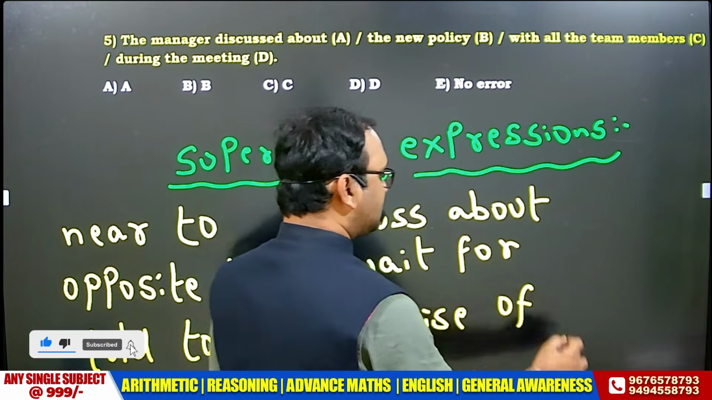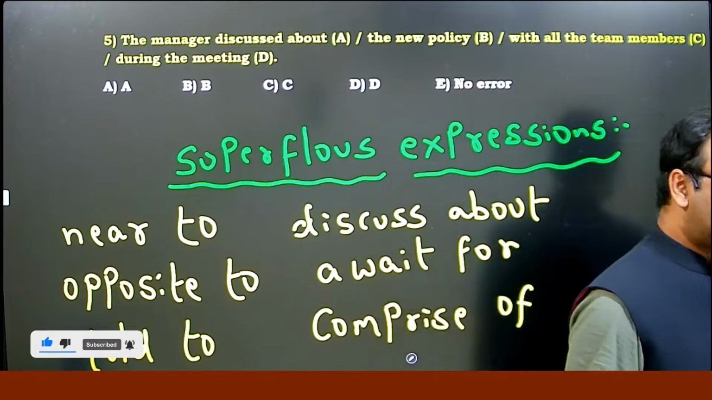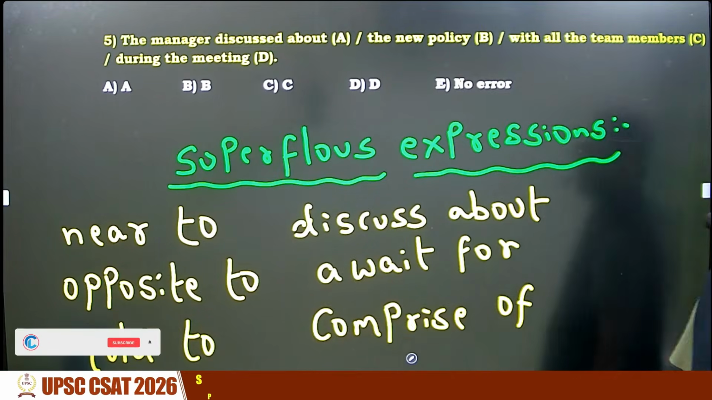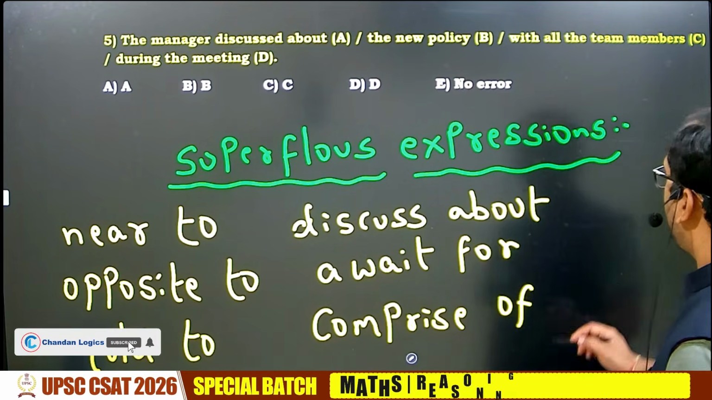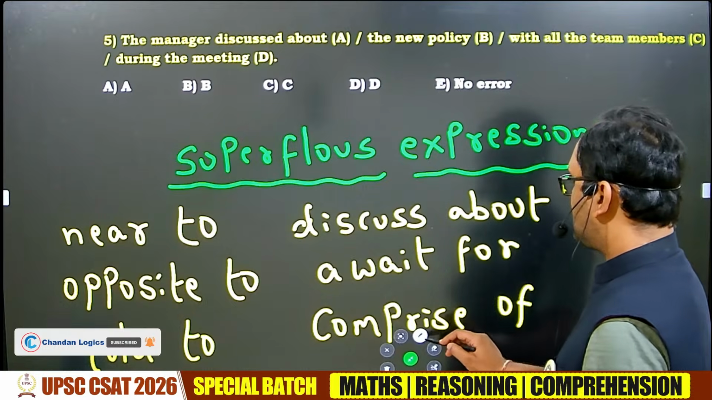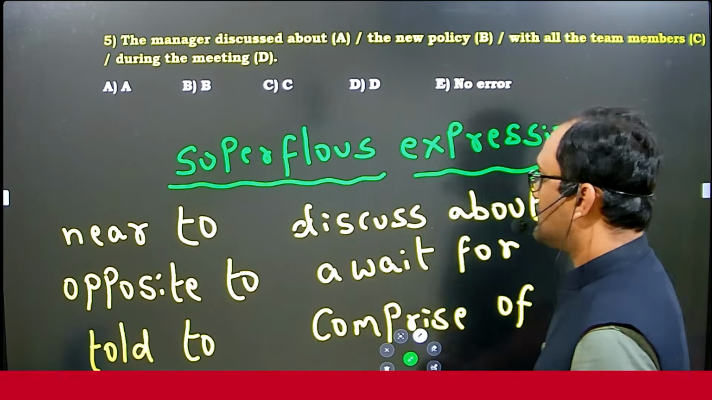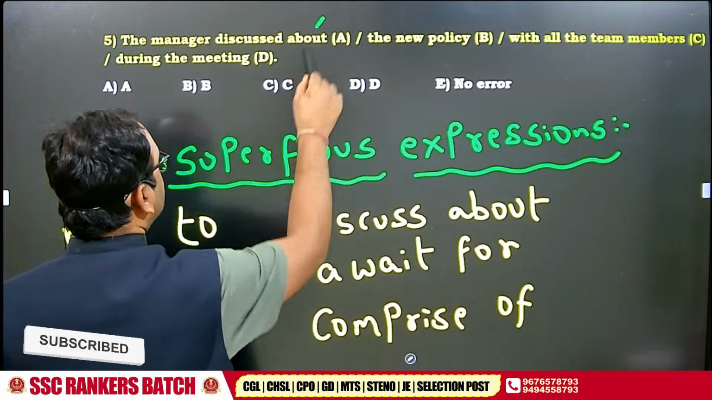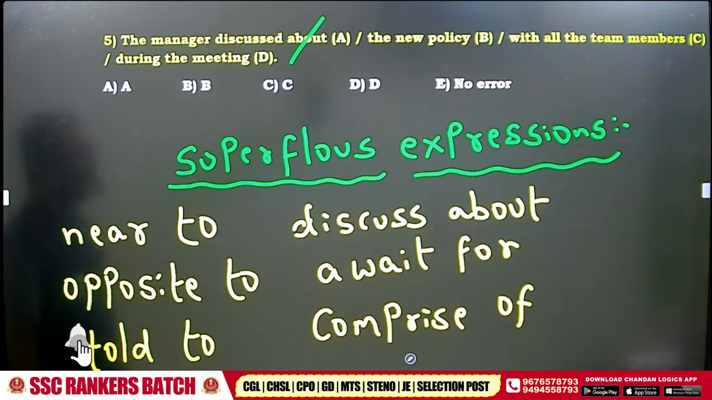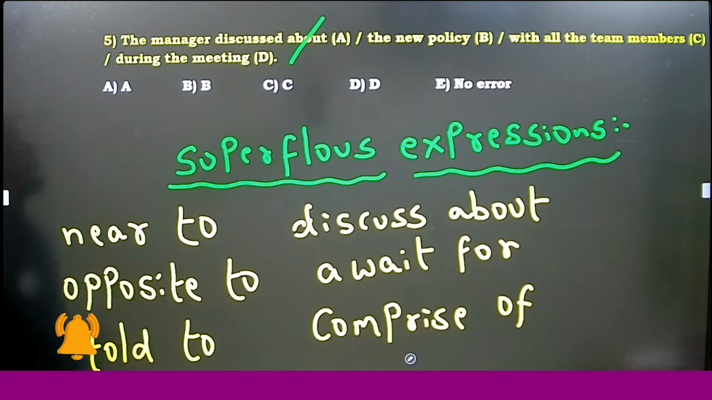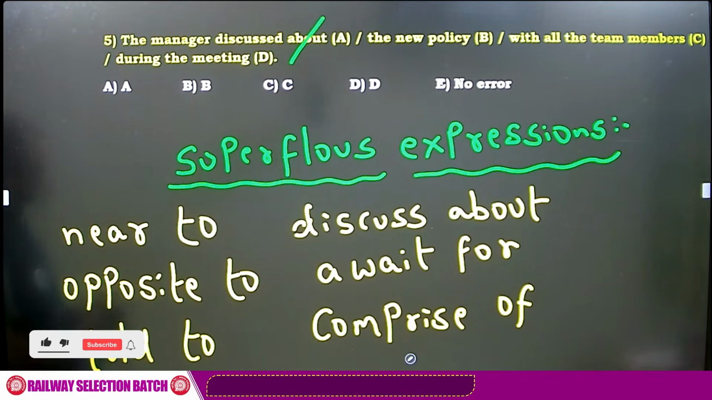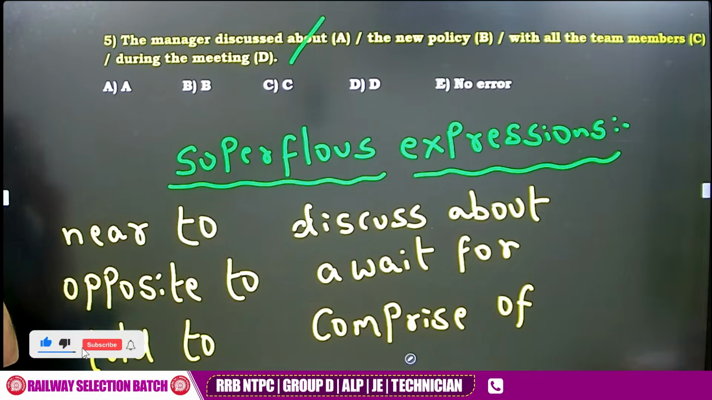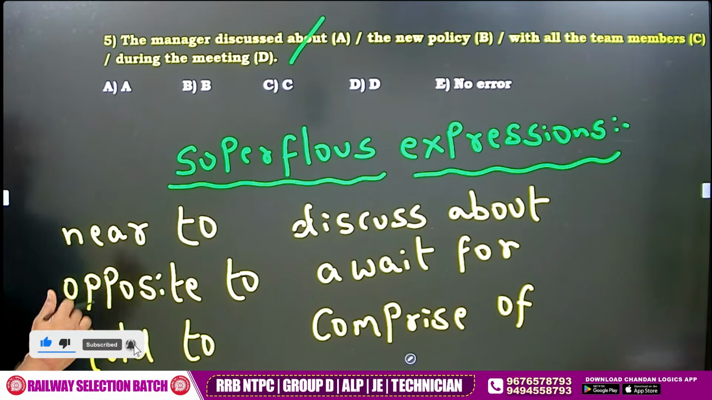Am I clear, guys? There are certain expressions where the preposition is not needed, and there are many more such cases, my dear friends. So the problem here is you can't say discuss about. Simple. The manager discussed the new policy. That's all. You cannot say discussed about.